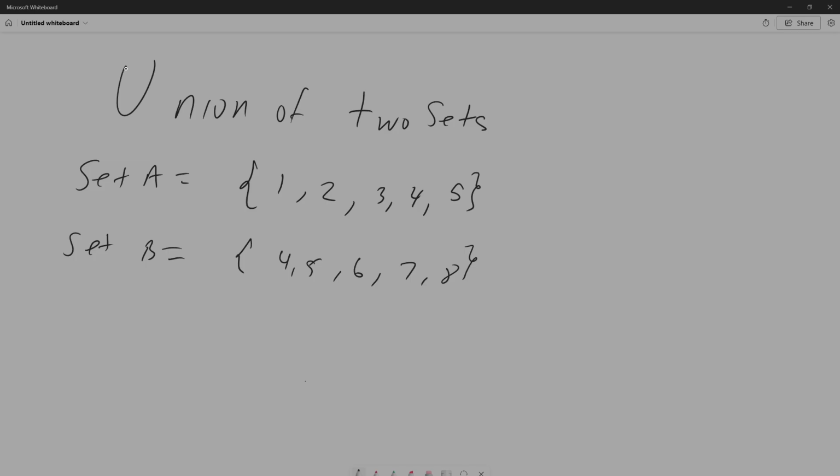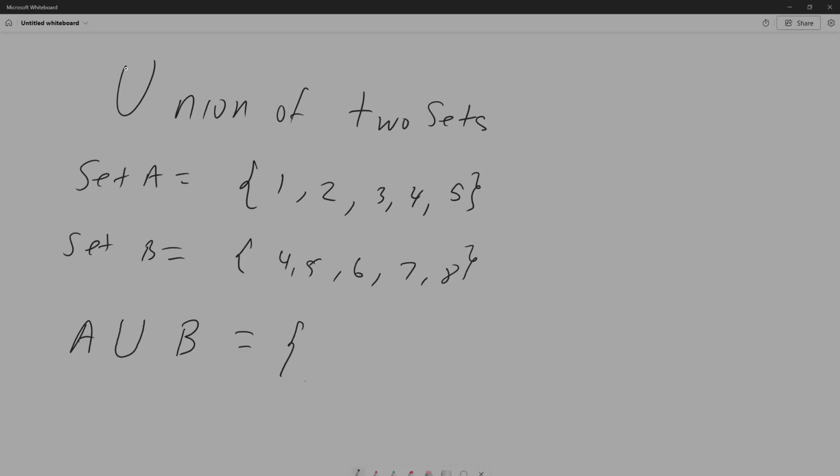So for the union, we're gonna write it like this: A, and then capital U, B, and that's called the union. The union of A and B is gonna be equal to a set that contains every element of A and B. And of course we don't repeat elements when we're working with sets.